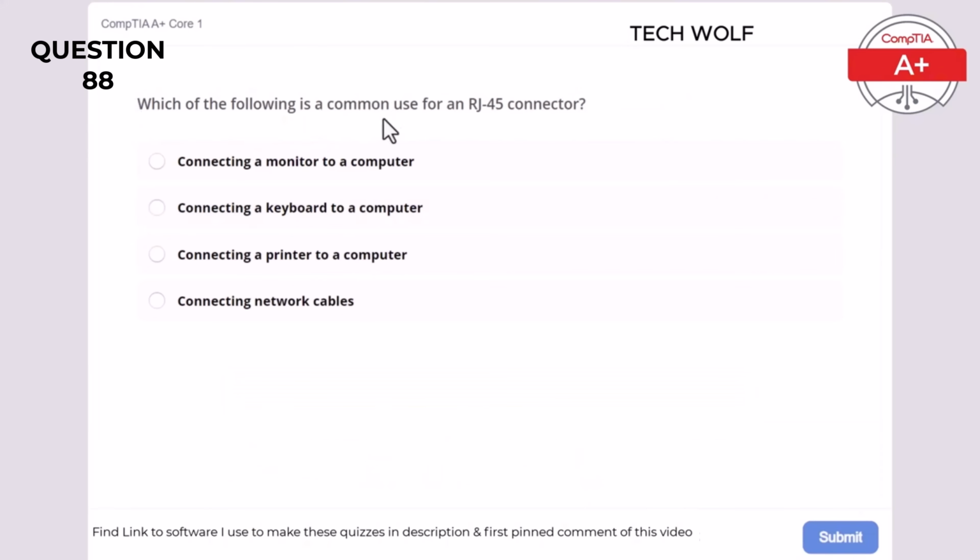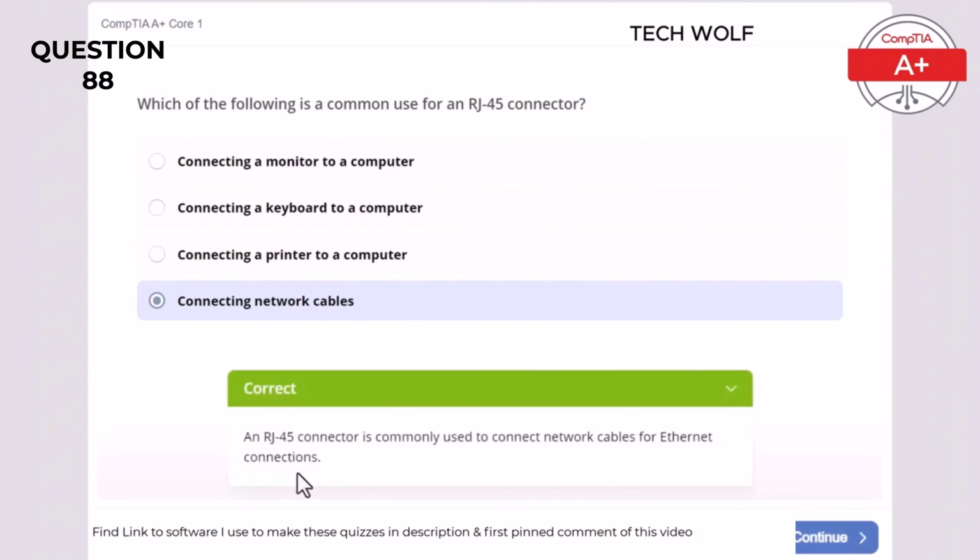Which of the following is a common use for an RJ45 connector? Connecting a monitor to a computer, connecting a keyboard to a computer, connecting a printer to a computer, and connecting network cables. And the most likely answer here would be connecting network cables, as an RJ45 connector is on both sides of all Ethernet network cables. An RJ45 connector is commonly used to connect network cables for Ethernet connections.